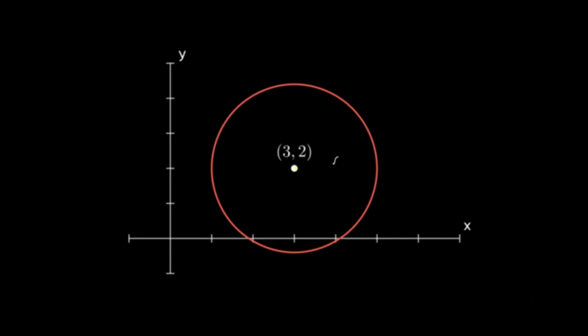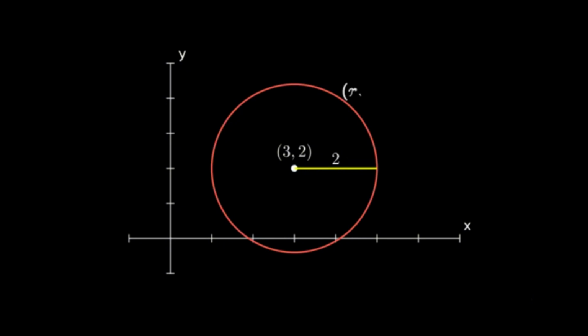The radius of a circle is the constant distance from the center to any point on the circle's circumference. This fixed distance is what defines a circle geometrically. For our circle, the radius is 2 units. Remember that the radius is critical for a circle's equation because it determines the size of the circle.